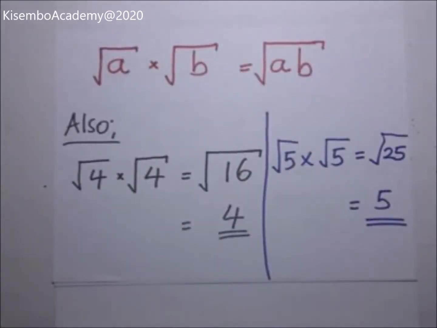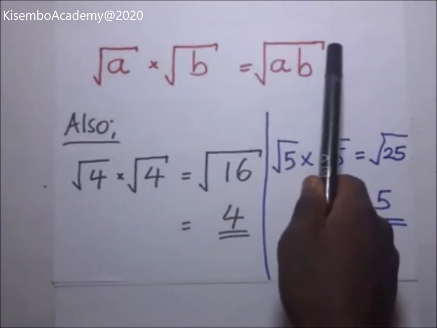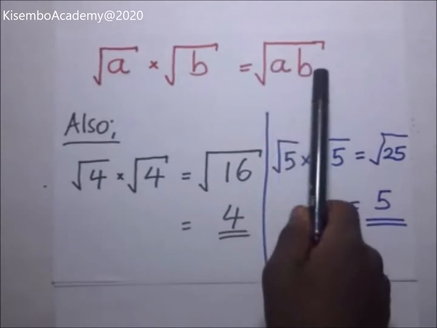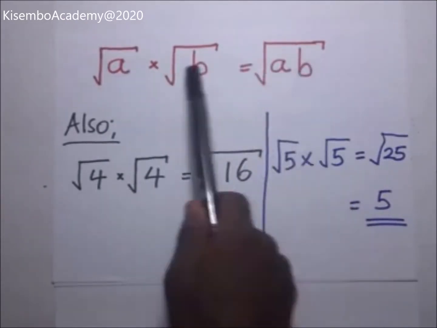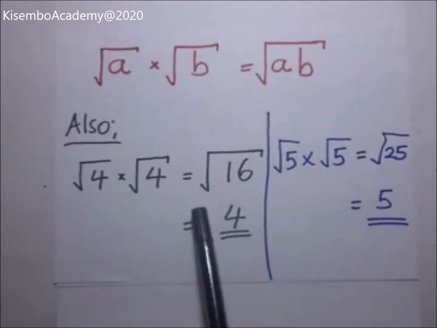The conclusion it brings us to is that square root of A times square root of B is the same as square root of A times B combined. We need to commit this to memory. Also, we get to look at another illustration here.